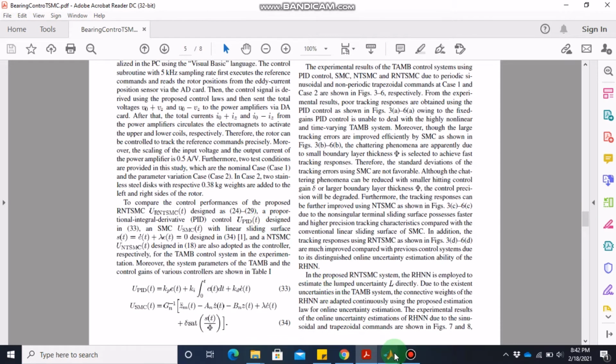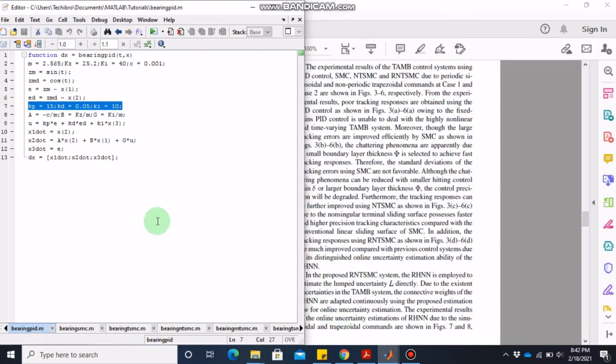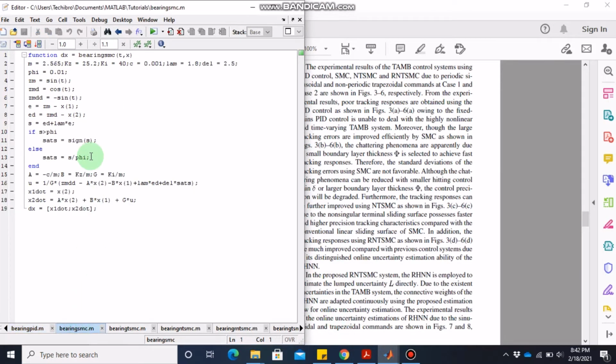So we go to the coding of this. So this is the code for sliding mode control for the bearing system. So all these constants are the same. Lambda is equal to 1.8, delta is equal to 2.5, phi is equal to 0.01. Desirable value of z is sine t, and its derivative is cos t, and double derivative is minus sine t. The error is given by zm minus x1, and the derivative of error is zm derivative minus x2, which is the derivative. X2 is the derivative of x1, remember that.